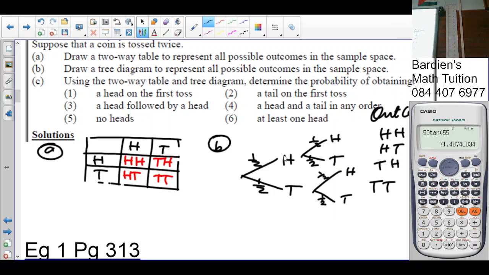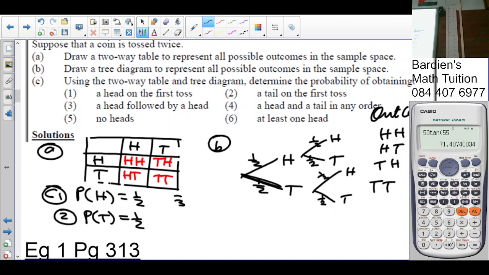Then in C it says, using a two-way table and a tree diagram, determine the probability of obtaining: the first question, C number 1, a heads on the first toss. The probability of heads on the first toss is 1 out of 2. Number 2, a tails on the first toss. Tails on the first toss, what is that? Also 1 over 2, or 50%, or 0.5.